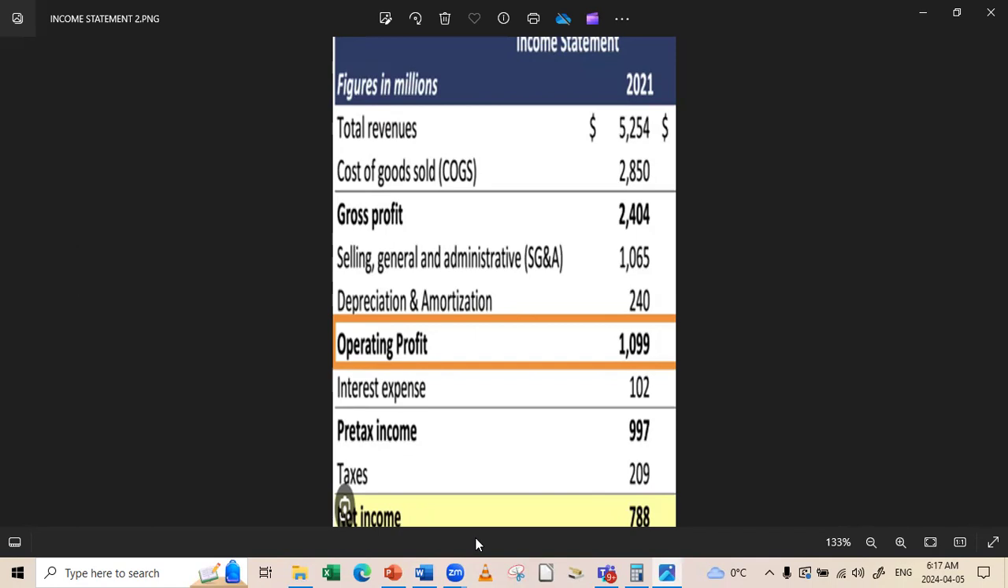So these are the components of the income statement in detail. Here again, I would say total revenues minus the cost of goods sold will give me the gross profit. From gross profit, I will deduct the selling expenses and depreciation and amortization. I will deduct both of them. That will give me the operating profit. From operating profit, I will subtract the interest expenses. That will give me pre-tax income. Then I will subtract the taxes. That will give me the net income or net profit, which is 788.